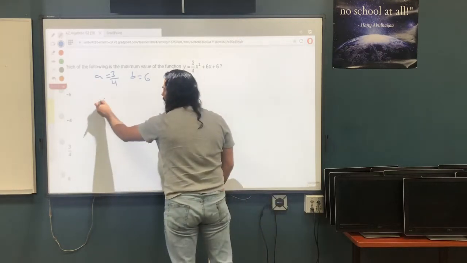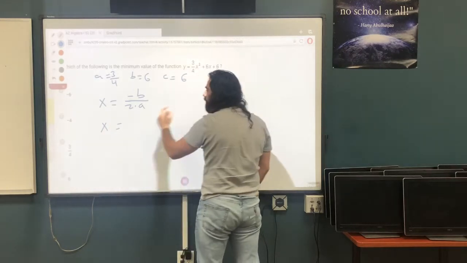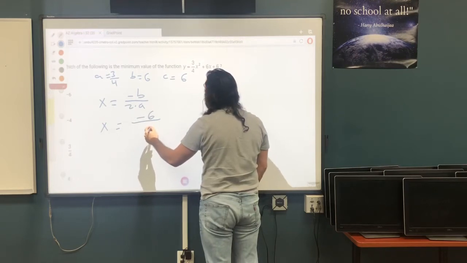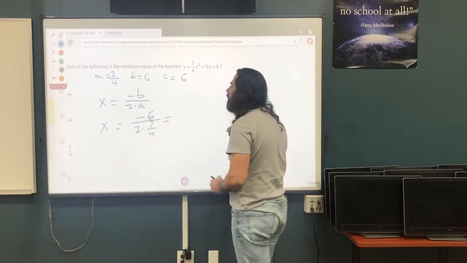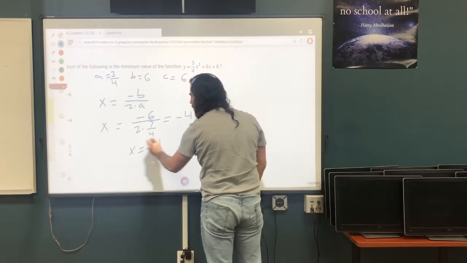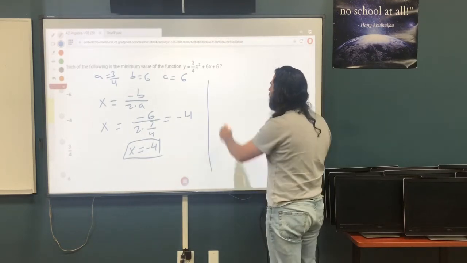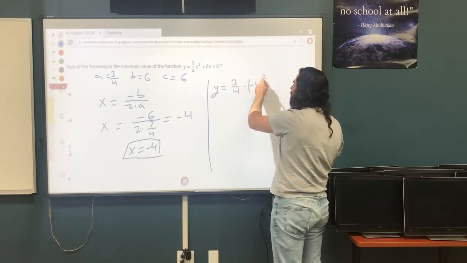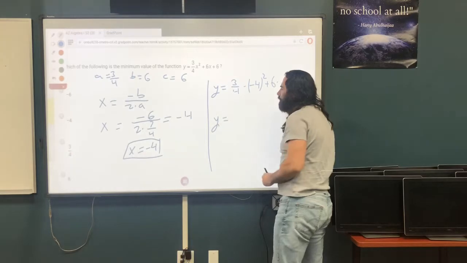So first, you need to use x equals negative b divided by 2 times a. So x equals negative b, which means negative 6, divided by 2 times a, 2 times 3/4, right? So 2 times 3/4. So it's going to be negative 4. That's x equals negative 4. Now we plug in the negative 4 and we will get the answer. So it's going to be y equals 3/4 times negative 4 squared plus 6 times negative 4 plus 6. And you will get the answer.